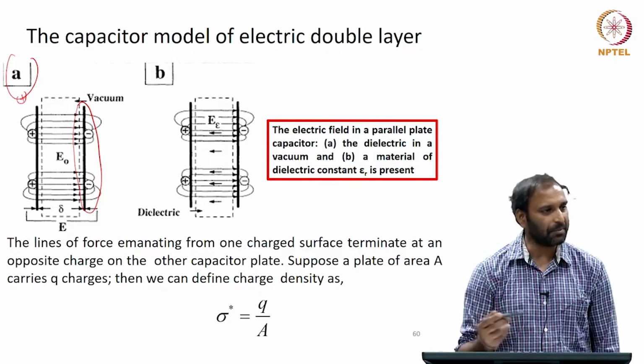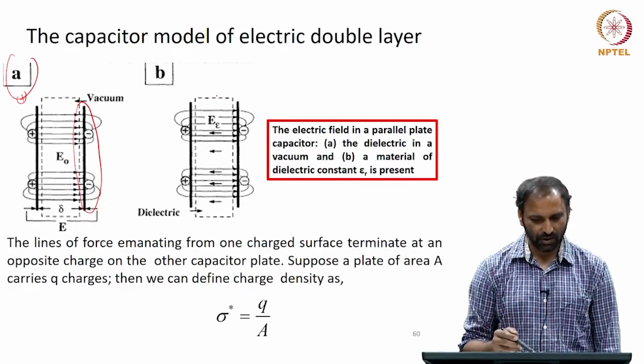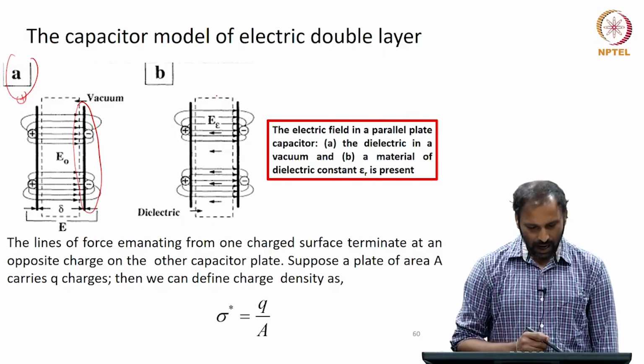And in case A, you have vacuum between the two particles. In case B, you have some medium, okay, which will be the case if you look at colloidal particles in solution, you will always have some medium, right, between the two layers. Okay.